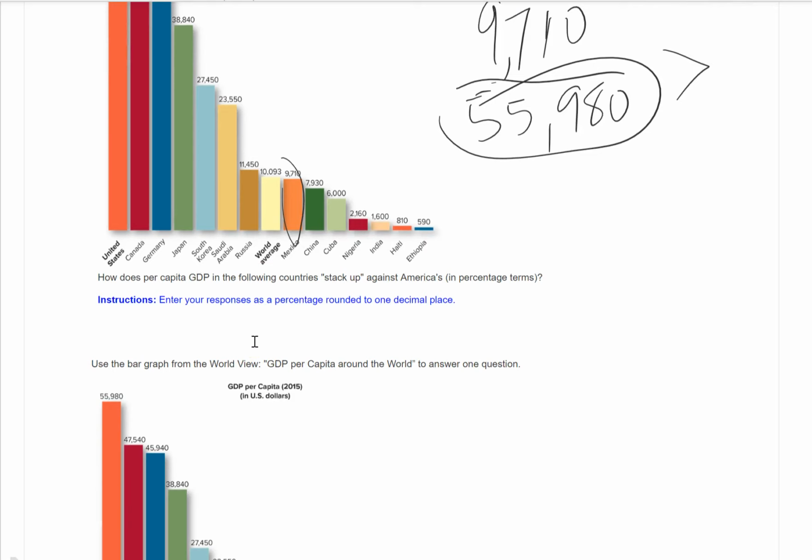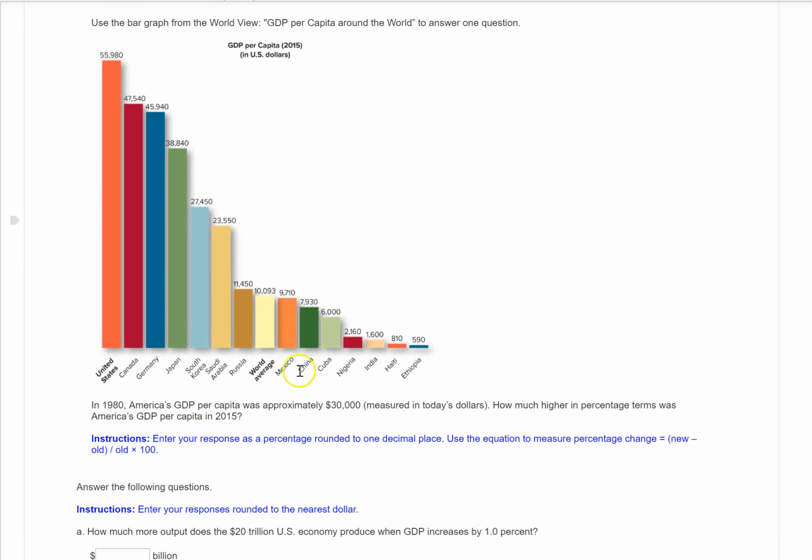So I think setting it up as a ratio with the total on the bottom, the larger population on the bottom, will always work when you're doing that sort of problem. Now, this next one's a little different. I want to show you this one.